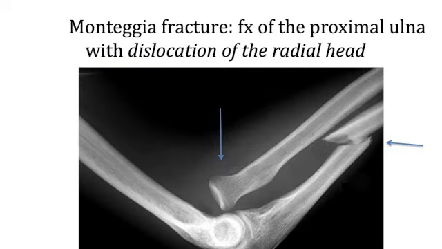So this is a Monteggia fracture. What we're looking at here is fracture of the proximal ulna with a dislocation of the radial head. The big thing to note here is that if we don't see that radial head dislocation, then we don't have a Monteggia fracture. We have to have that dislocation of the radial head in order for this to be classified as a Monteggia fracture. If you don't see the dislocation of the radial head, then we're just dealing with a nightstick fracture, not a Monteggia fracture.